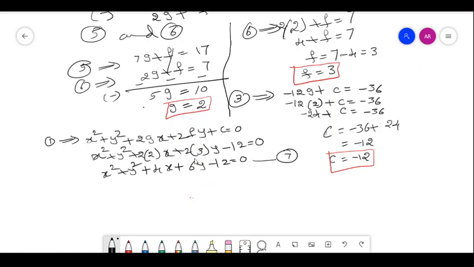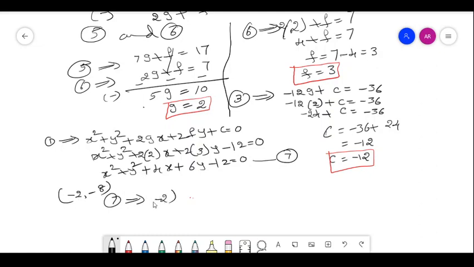The fourth point is minus 2, minus 8. You have to substitute this fourth point in the seventh equation. The seventh equation implies x square plus y square plus 4x plus 6y minus 12. The value of x is minus 2 and the value of y is minus 8.